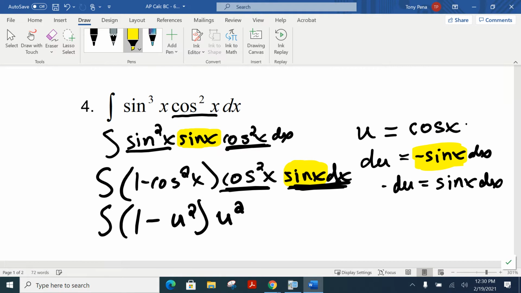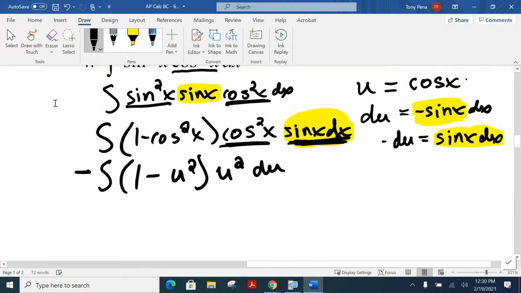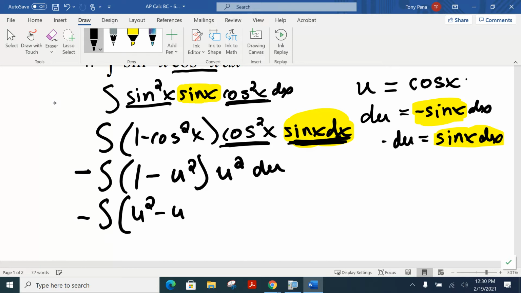So to now get rid of this, the sine of x and the dx, we have created that. All we need to do to get rid of that is replace it with a negative that I'm going to put out in front, and the du I'm going to put behind. As long as we now have something that we can handle, we have everything in terms of u, then we should be good. Now, what I would recommend, and we could have done this before, so the order in which you do some of these things could be different, but in this case now we want to distribute, so this would become u squared minus u to the fourth du.